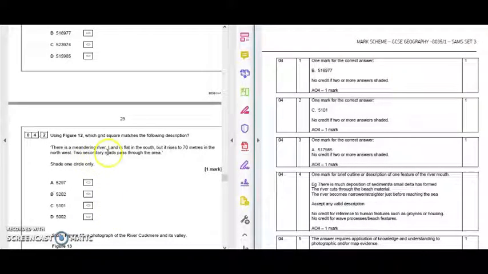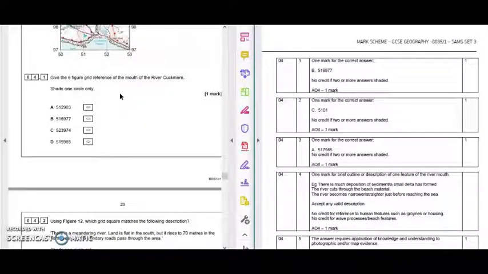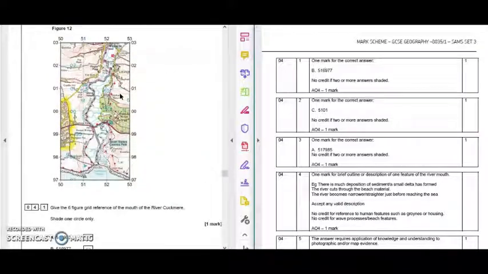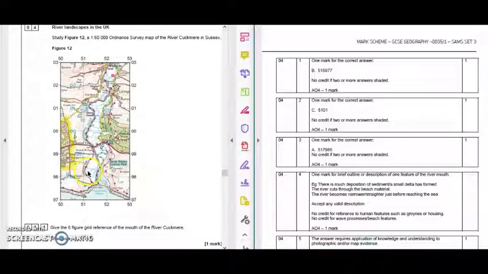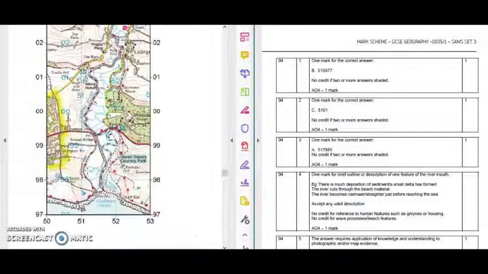There is a meandering river. Land is flat in the south, but it rises to 70 metres in the northwest. Two secondary roads pass through the area. So if we have a look up, the answer is C, which is 51.01, which is the bottom left-hand corner for this square here.